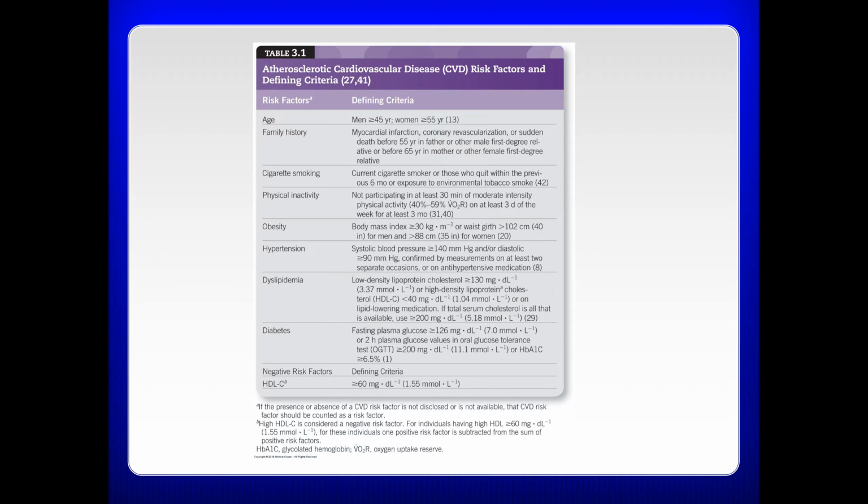Physical inactivity, so people not completing 30 minutes of moderate activity at least 3 days a week, also fall into that category. So you might not be completely meeting the recommendations even with that, but are they completely inactive?